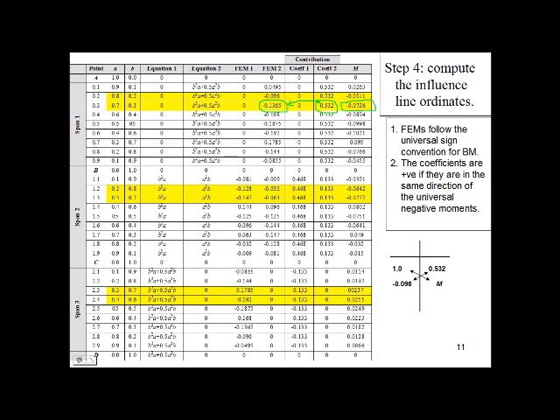Two, when the unit load is traveling between point B and point C. If A equals 0.2 L and B equals 0.8 L, then the fixed end moments are negative 0.128 and negative 0.032. The negative sign indicates that the fixed end moments are in the same direction of the universal negative moment.